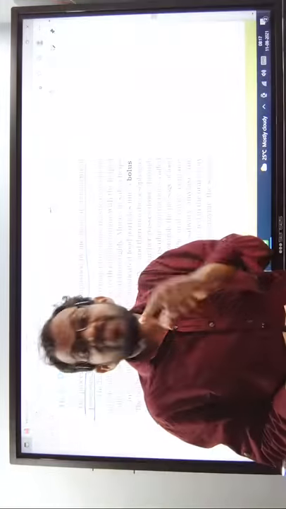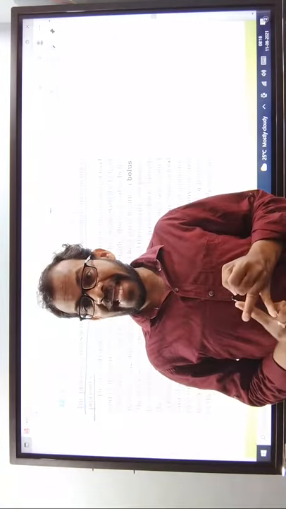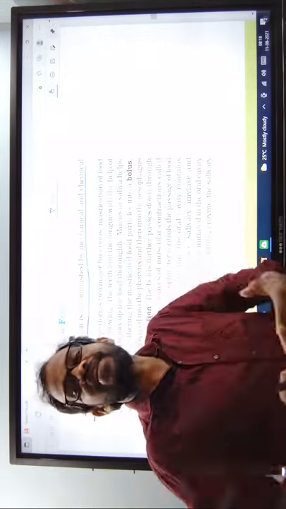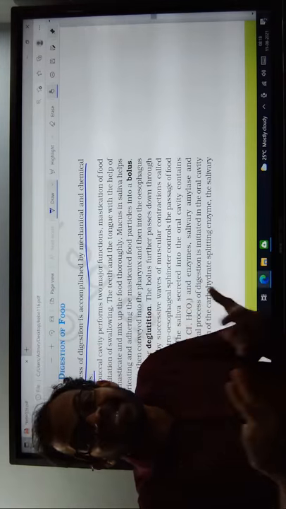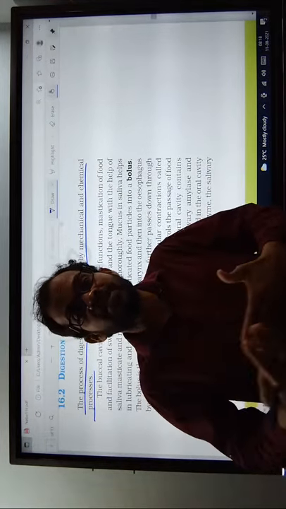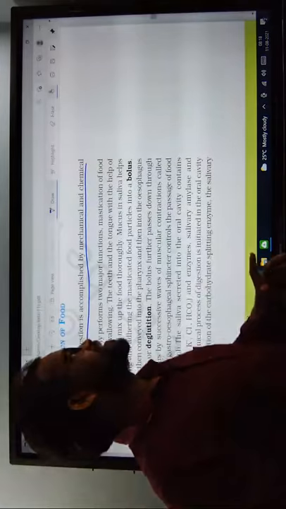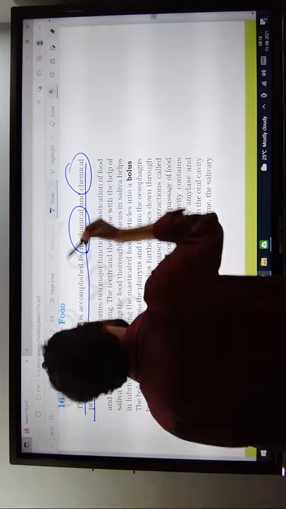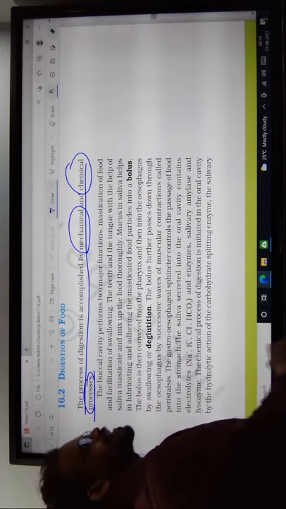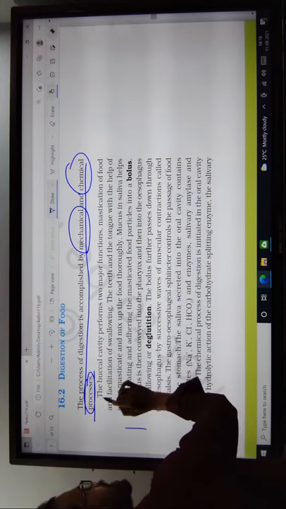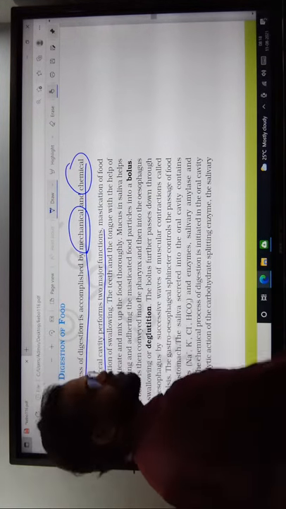Some mechanical activities are involved in the breakdown of the food material, and also the enzymes secreted by the different digestive glands, salivary glands, pancreas, liver, intestinal glands, will secrete different types of chemicals, different types of enzymes. They also participate in the digestion of the food particles. So mechanical parts are involved and also the chemical process is involved.